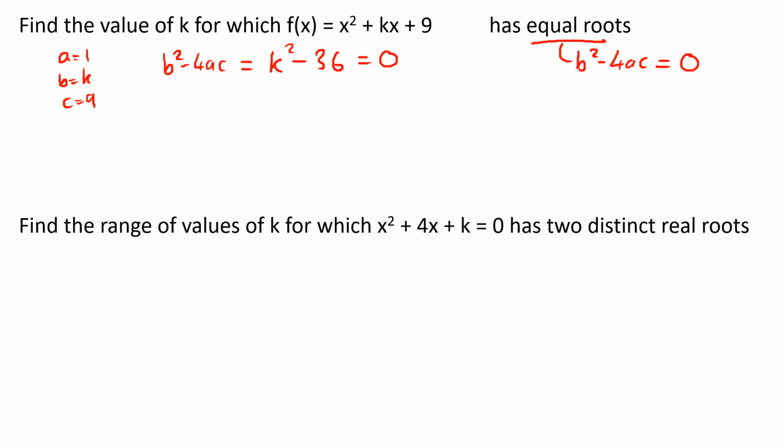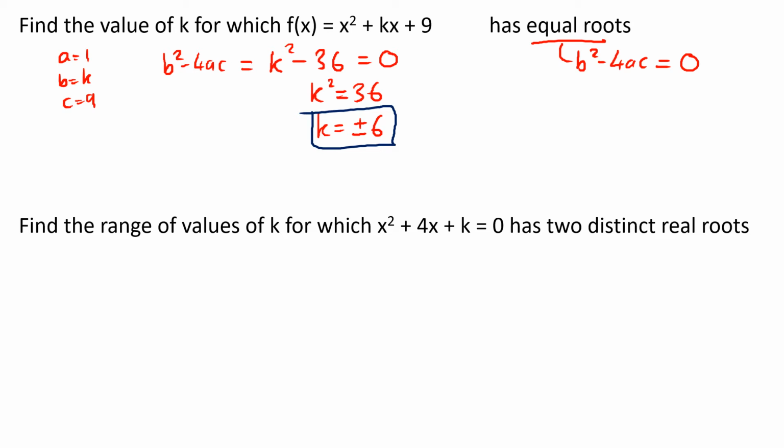We want this to have equal roots. So, well, just take the 36 across, I guess, or we could factorize it into k plus 6, k minus 6. But I prefer this, and we'll square root it, and we'll get that k could be plus 6, or it could be minus 6. Two options for what k could be. What about the second one?